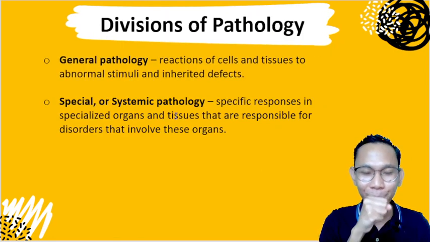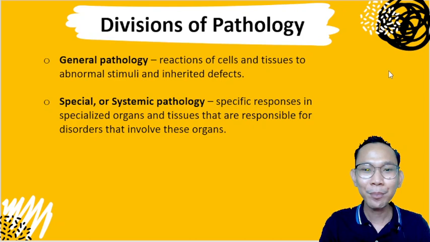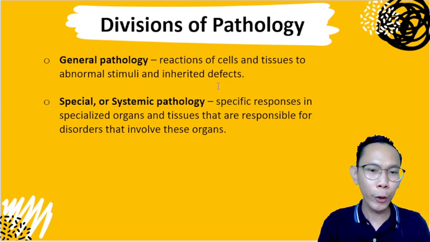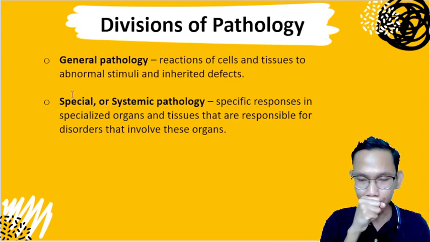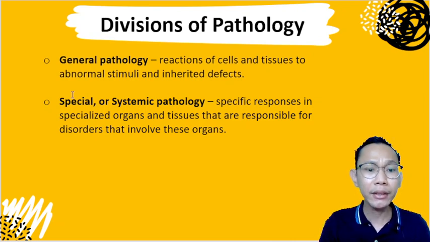So, let's tackle the divisions of pathology. According to Robbins, it is only divided into two. We have general pathology and special or systemic pathology. When we say general pathology, it's the reactions of cells and tissues to abnormal stimuli and inherited defects. Such reactions are often not tissue specific.